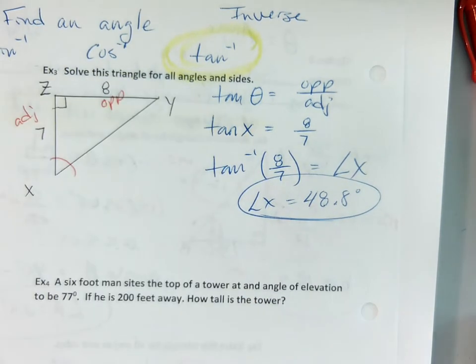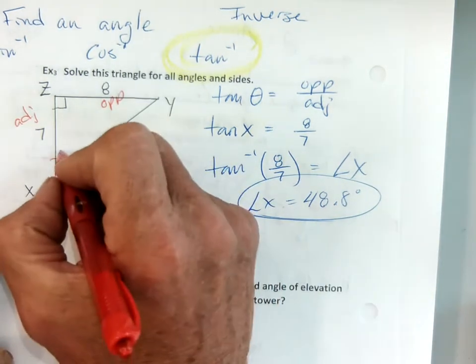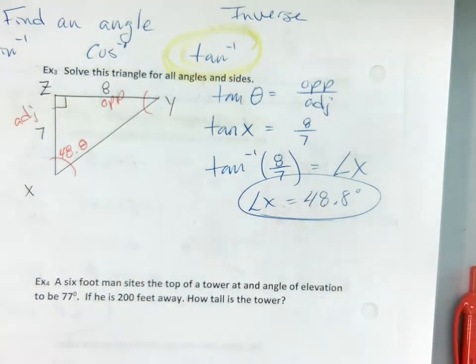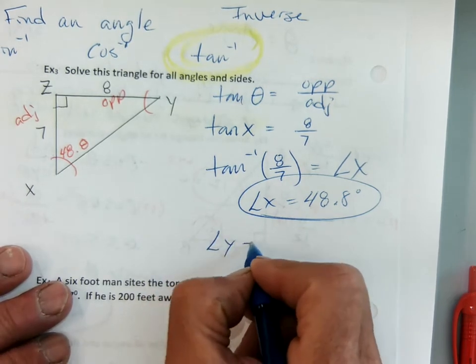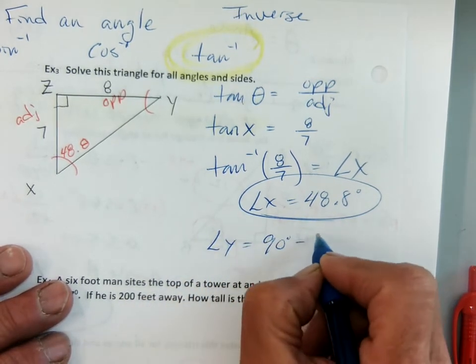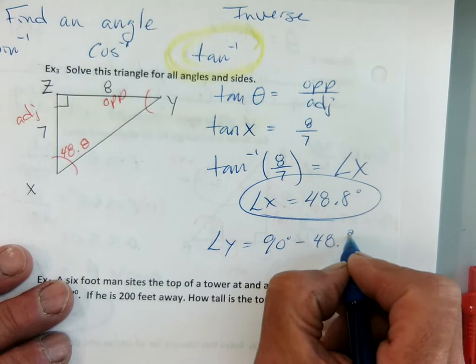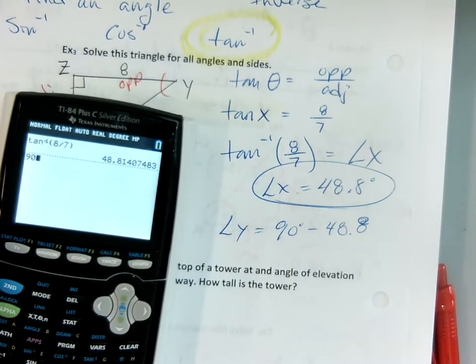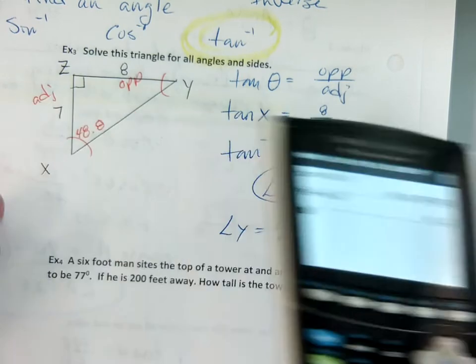All right, now, the other two parts to find are pretty easy. Angle x is 48.8. You could probably find angle y. Don't you think so? Yeah, angle y then would just be 90 degrees minus 48.8, right? 90 minus 48.8, 41.2.